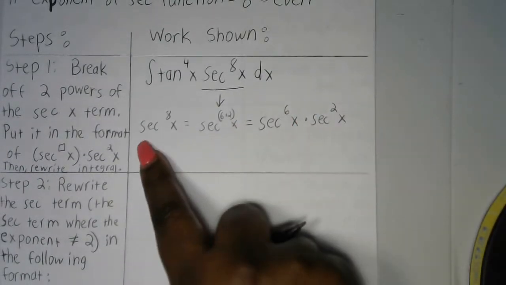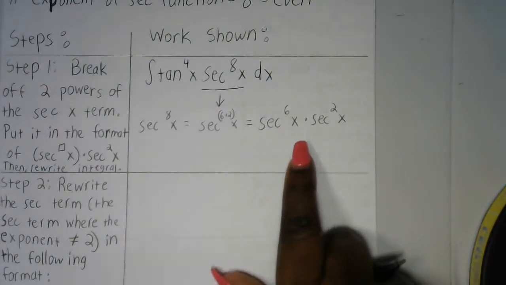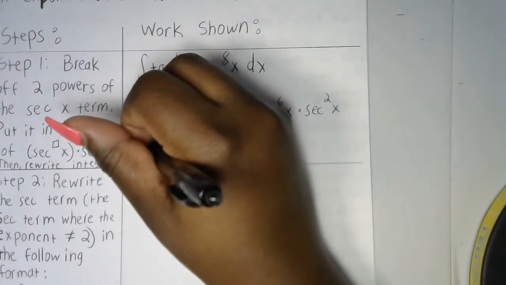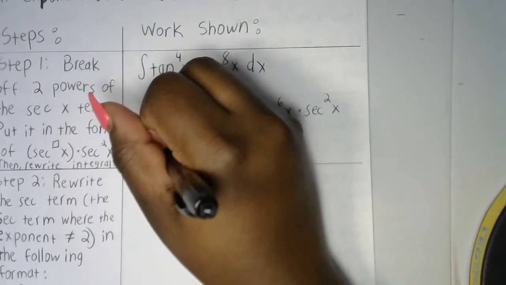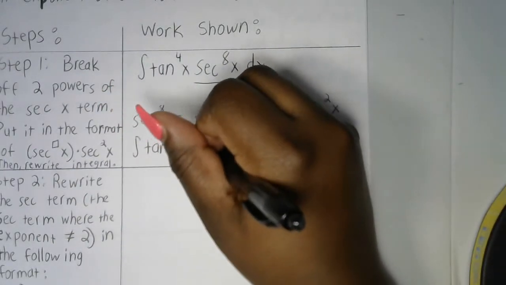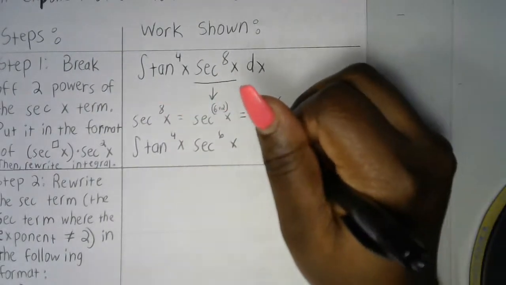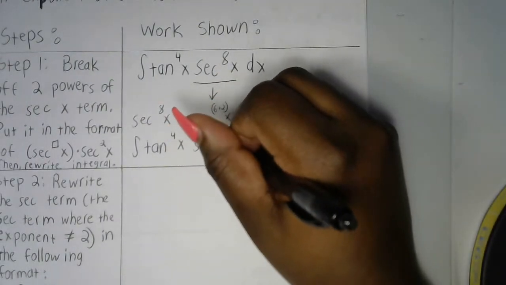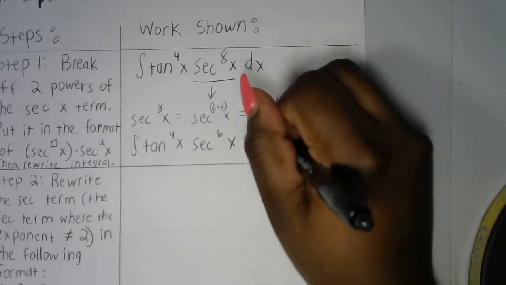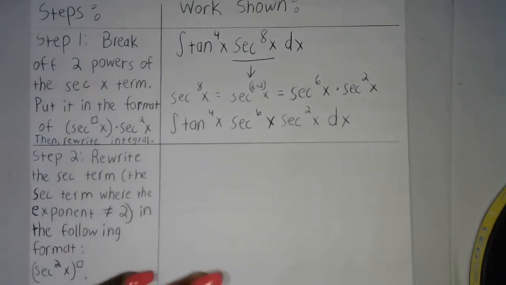So since secant x to the 8th power can be broken down into secant x to the 6th power times secant x squared, we can rewrite the integral as this: the integral of tan x to the 4th times secant x to the 6th, let me write that x a little better, times secant x squared dx. Alright, so that's it for step 1.